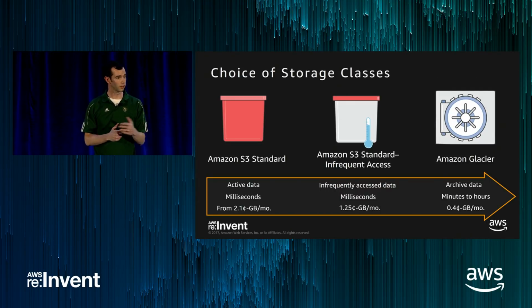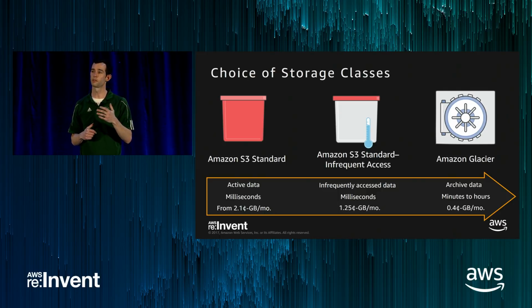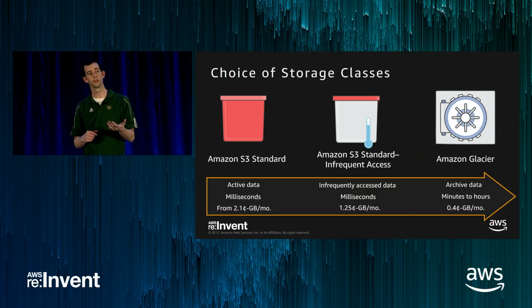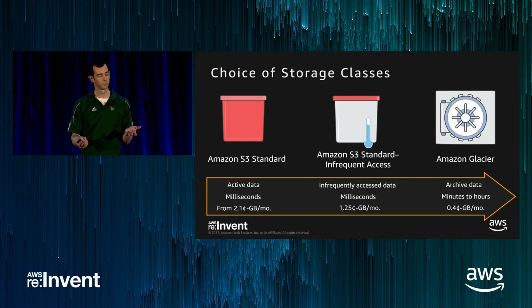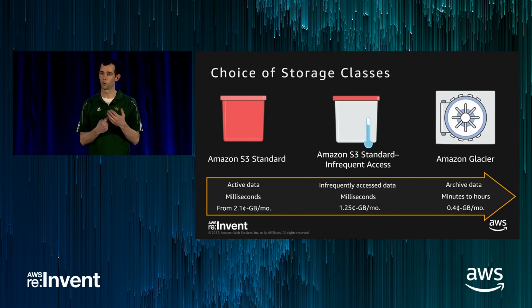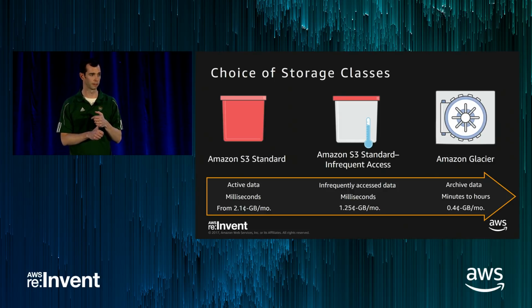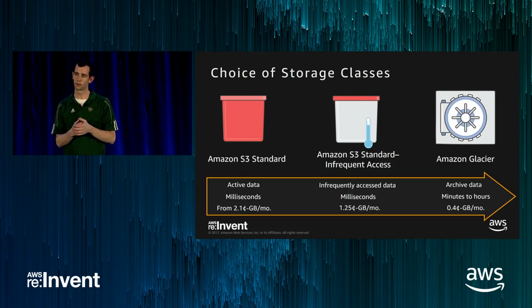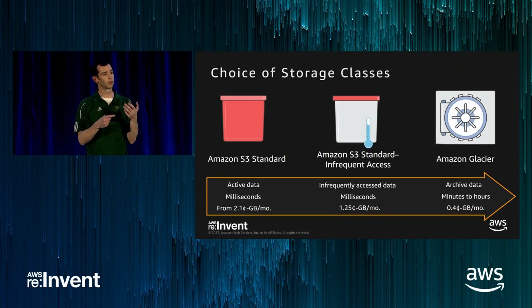You have a choice of storage classes when you choose Amazon S3. So this ranges from S3 Standard to S3 Standard Infrequent Access to Amazon Glacier. These all have different cost profiles. So you see that Amazon S3 Standard is from 2.1 cents per gigabyte per month all the way to Glacier at 0.4 cents per gigabyte per month. What you're trading off when you choose between these storage classes and the different characteristics you're going to see is about data retrieval times and also data retrieval fees. So with S3 Standard, there's no retrieval fee, and you're able to retrieve your data within milliseconds. It's a high-performance storage class.